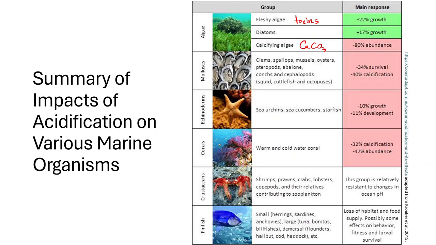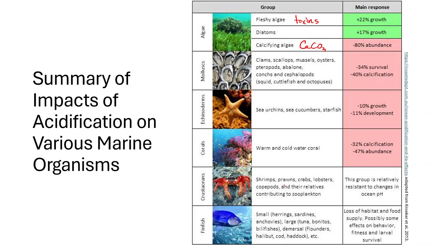You're going to have a decrease in the population of clams, scallops, mussels, oysters, all of these various mollusk species, as well as things like squid, cuttlefish, and octopus. So anybody who relies on those organisms for food is going to have decreased food sources. You have sea urchins, sea cucumbers, and sea stars going to decrease in population as well. Also, warm and cold water coral are going to decrease in abundance, as well as have less calcification.